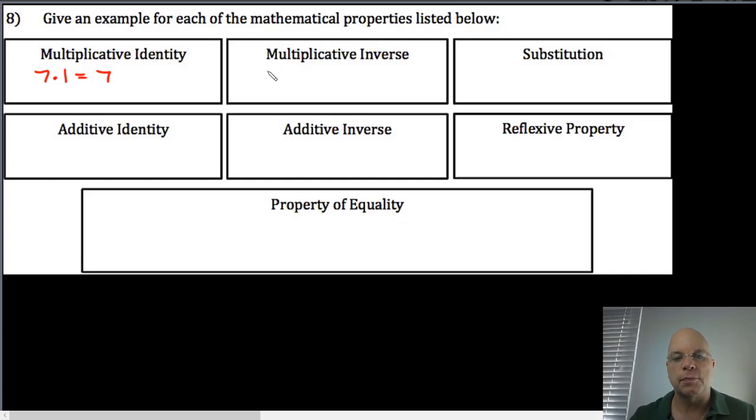The multiplicative inverse tells me that if I multiply reciprocals, I get a product of 1. So 7 multiplied by 1/7 equals 1. Or 2/3 multiplied by 3/2 equals 1.